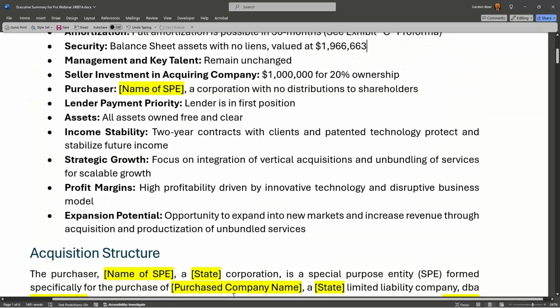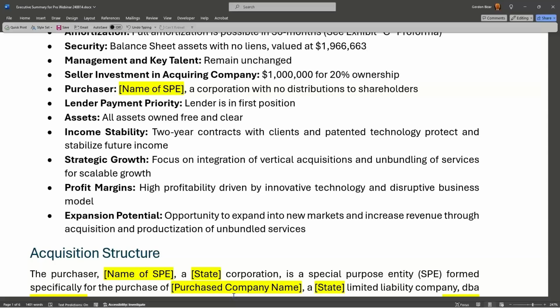All assets owned free and clear. It's important enough that even though we stated above that the assets have no liens on them, we state it again here because we want to make it emphatic, because we want them to be clear that there are no liens. All right, income stability.